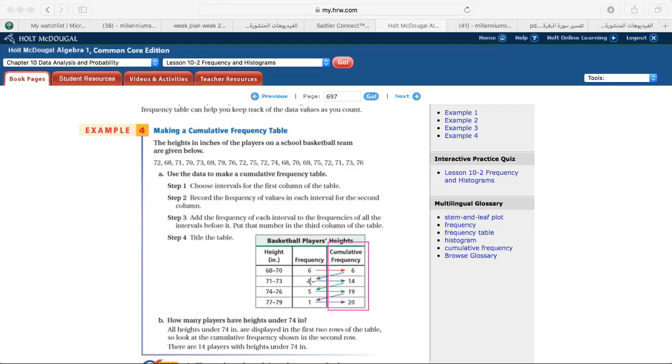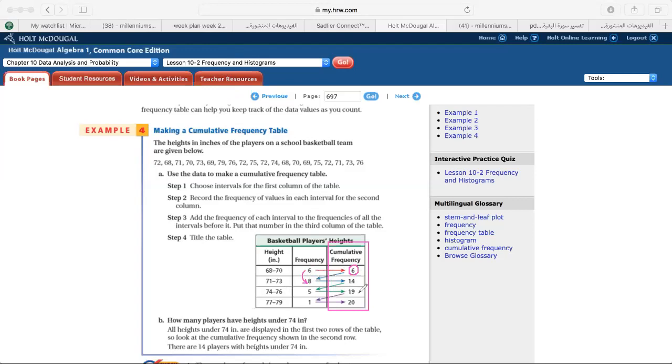The second one, the frequency is 8. So in the cumulative frequency, I'm going to add 6 and 8, so it will be 14. Let me draw it here: 6 and 8 will give me 14. For 6, I don't have any other number to add it with, so it will be 6. So I will write 6 here in the first digit. The second one, I'm going to add 6 and 8.